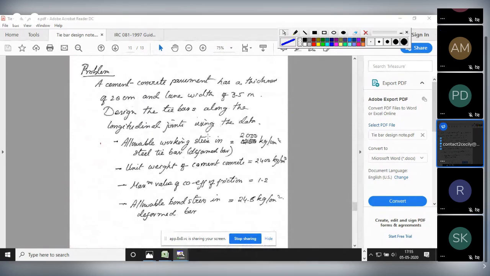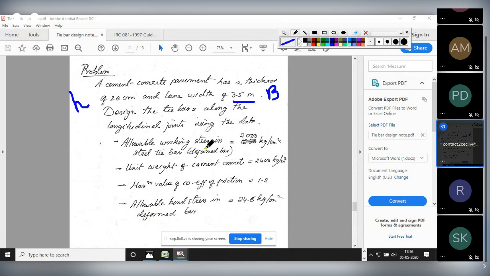Now please see this problem. We'll try to solve it. A cement concrete pavement has a thickness of 26 centimeter, so this is your small h. Lane width of 3.5 meter, this is your capital B. Design the tie bars along the longitudinal joint using the following data.